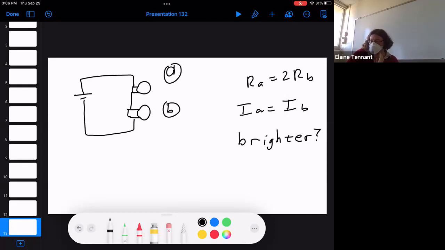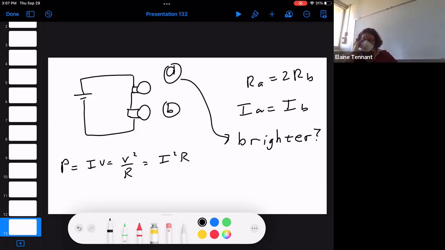Let's go to your power equations. IV, V squared over R, and I squared times R. What do you think? So you're saying the one with the highest resistance? All right. And you would be correct.